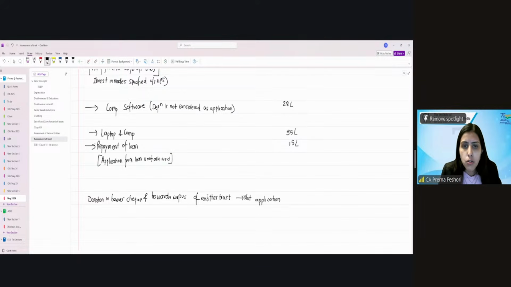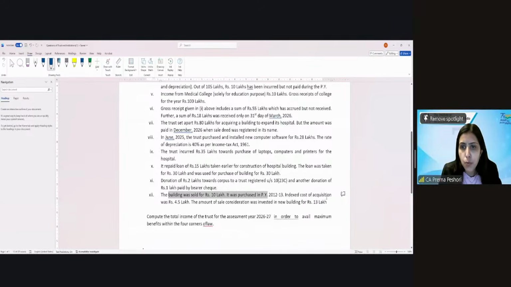The building was sold for 10 lakh. It was purchased in 1213. Index cost was 4.5 lakh. The amount of sale consideration was invested in building for 13 lakh. Yes.